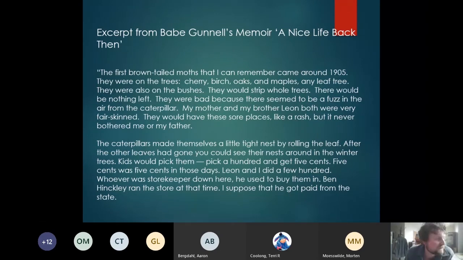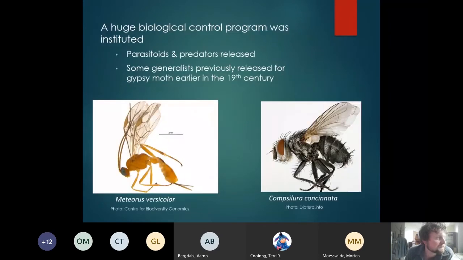Okay, I'm going to move forward. So also, with all those control efforts that were attempted a couple slides before, a huge biological program was also instituted. There were a lot of parasitoid predators released, a lot of flies and wasps. Remember how I said that gypsy moth was closely related to browntail?